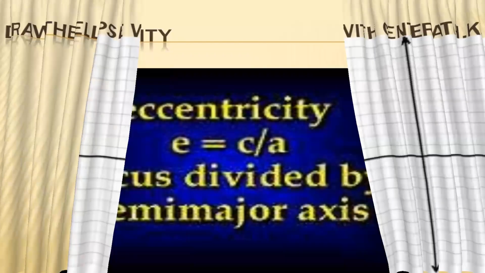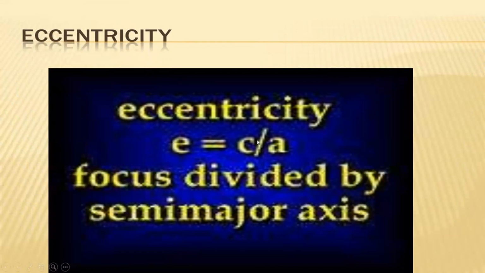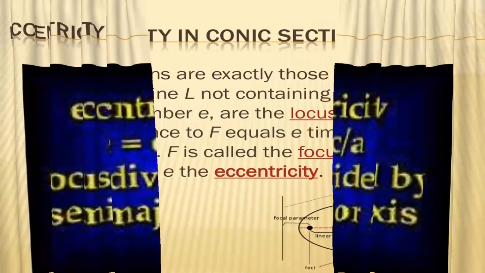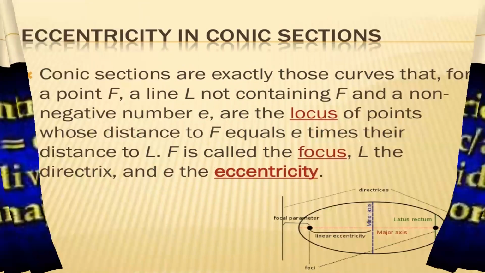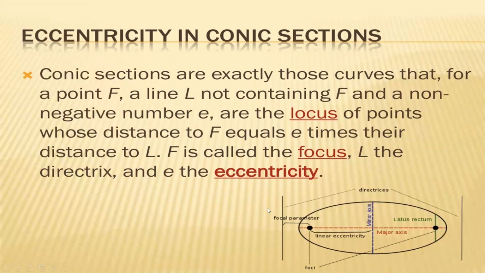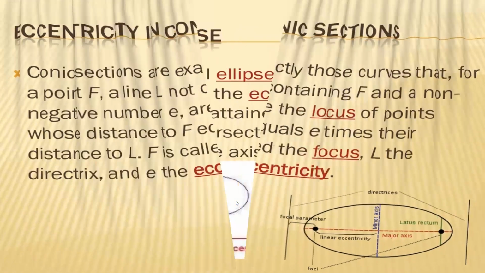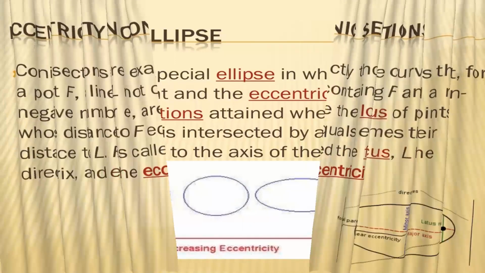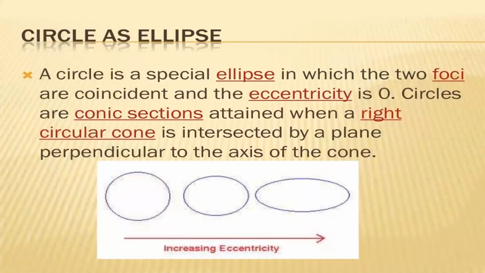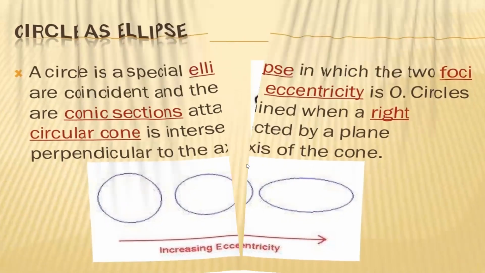Now, what is meant by eccentricity? Eccentricity is the value of c upon a, focus divided by semi-major axis. Eccentricity in conic sections: here you can see the diagram. F is the focus, L is the directrix, and e is the eccentricity of the given conic diagram. Circle as ellipse: when we disturb the circle, we get the shape of an ellipse.